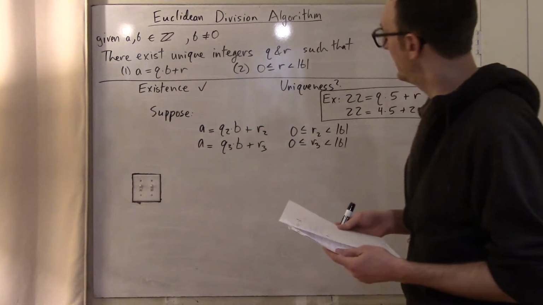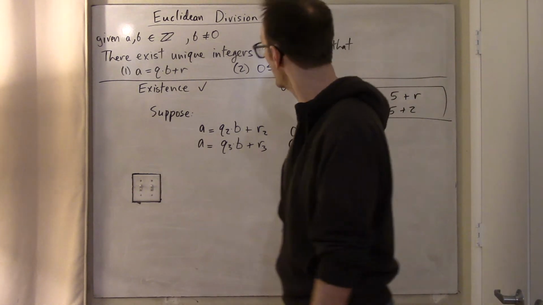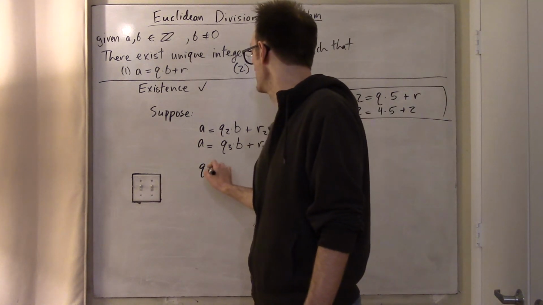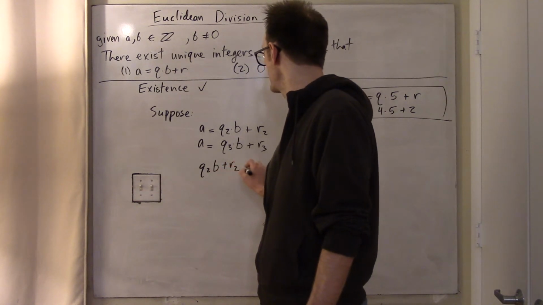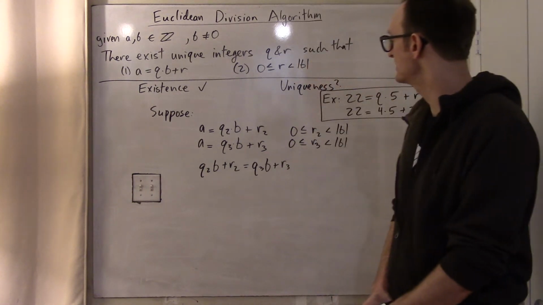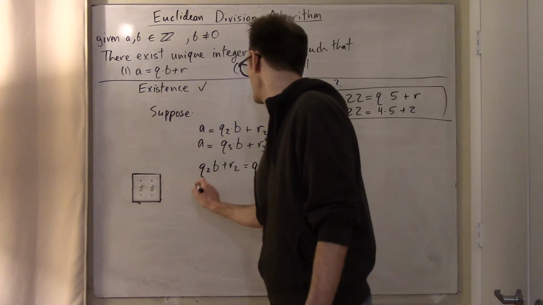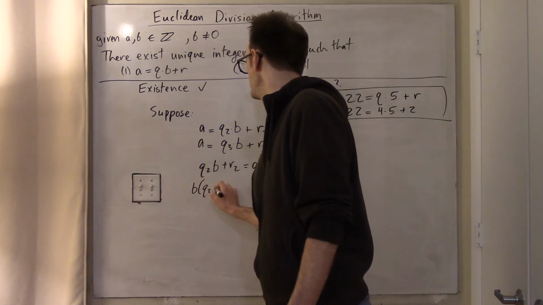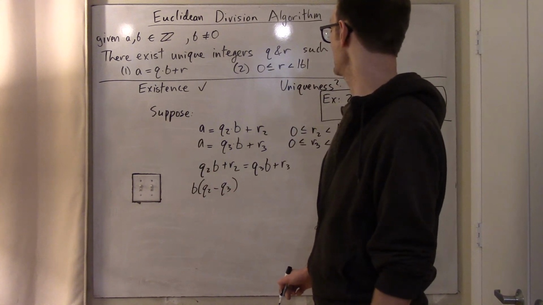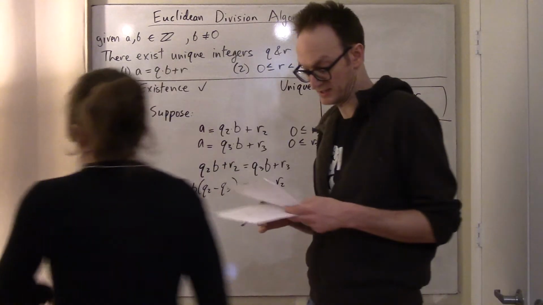Okay, so what are we going to do? Let's begin the argument. I haven't really done anything yet, so let's set them equal to each other, which I can of course do. So I get that Q2 B plus R2 is Q3 B plus R3, and now I'm just going to do some algebra. So what do I get? I get B times (Q2 minus Q3) equals R3 minus R2. I think I did that right.